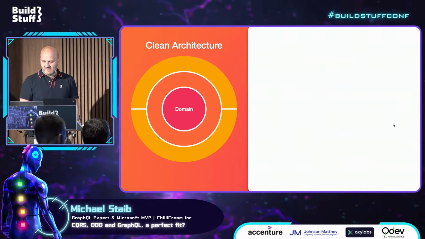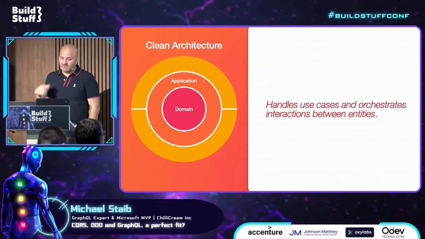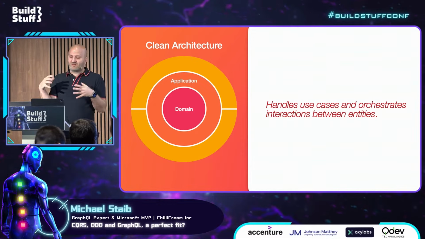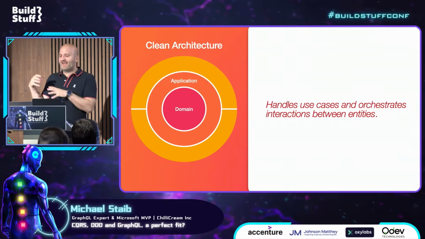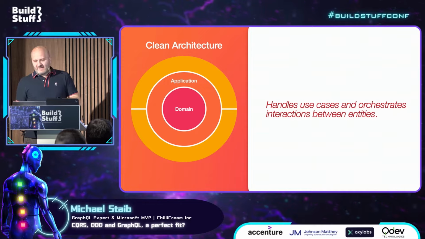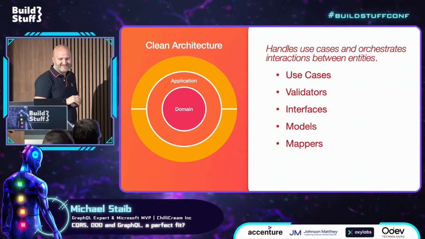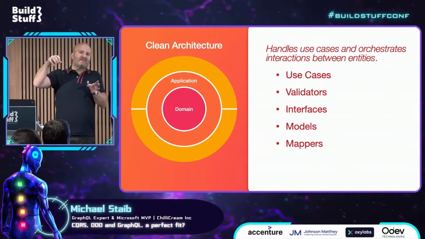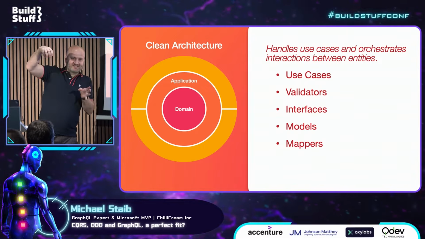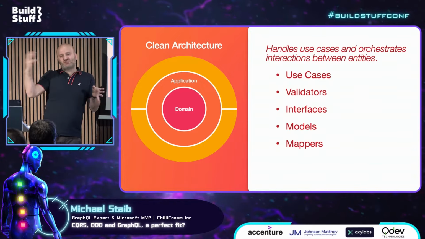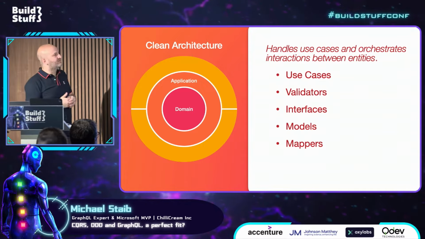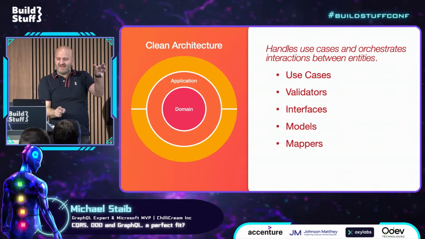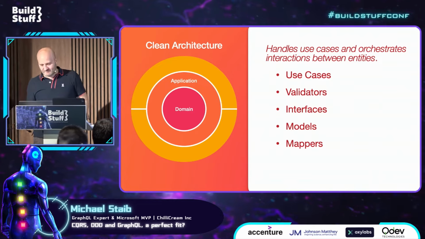Okay. The next layer is called the application layer and encapsulates your use cases and orchestrates interaction between entities. So what that means is that the application layer basically defines your use cases. So when you, for instance, check out an order or you remove something from the stock, that is a use case and that interacts with your entities.